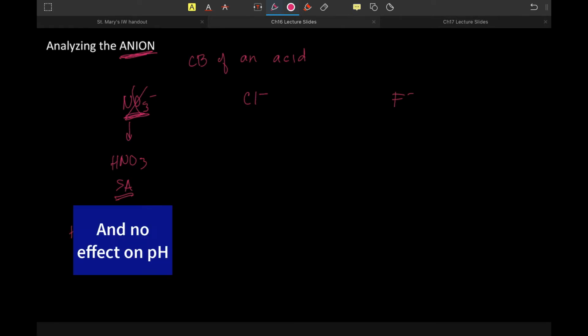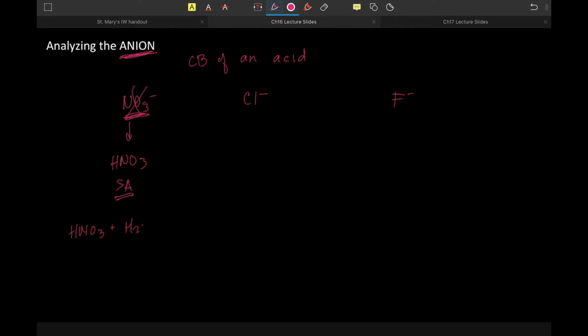Just to be crystal clear here, HNO3 plus H2O goes 100% this way, which means that NO3- plus H2O to form HNO3 plus OH- does not happen, none. Does that make sense? Because if this has a ginormous K, this has a K approaching 0. All right, moving on to the chloride ion.